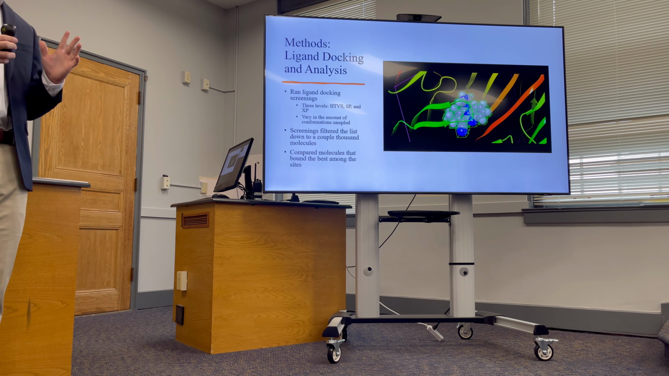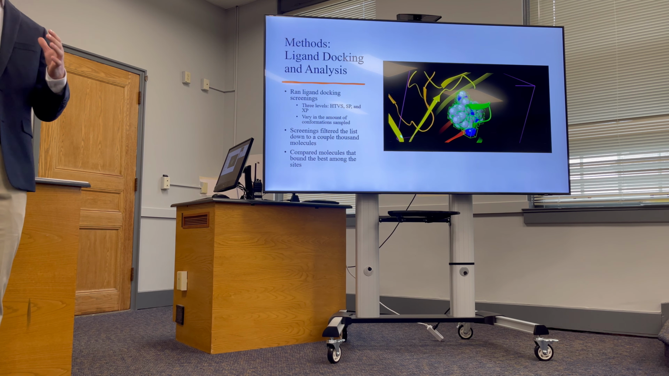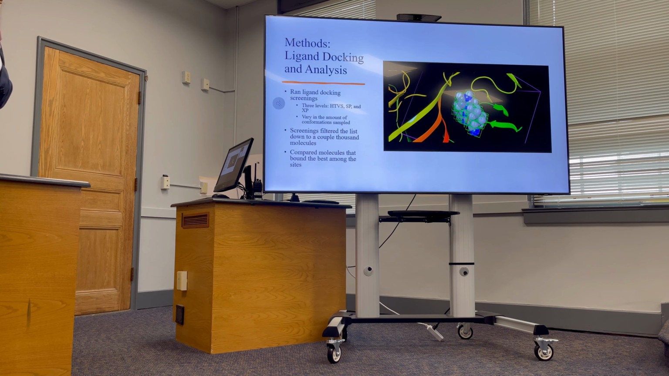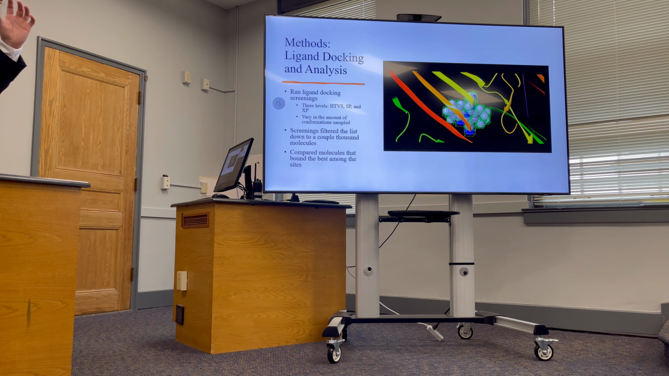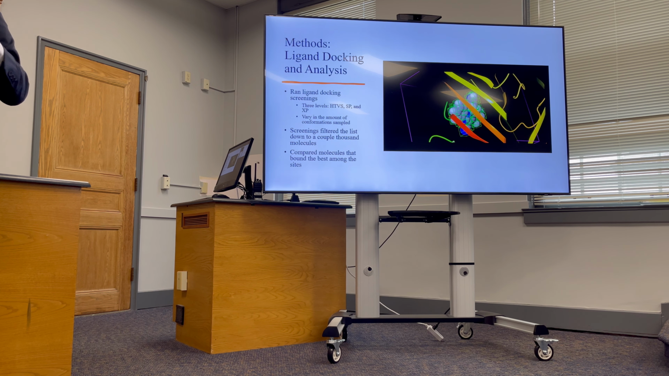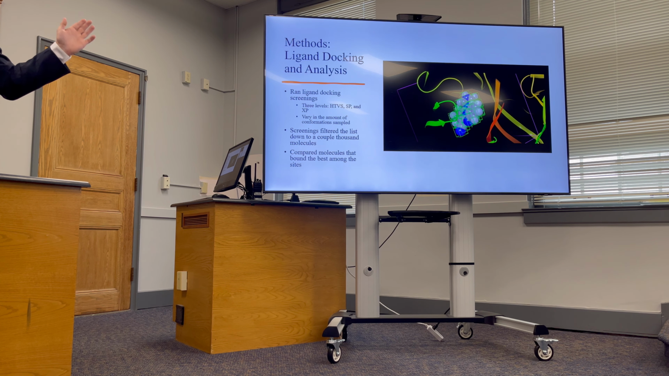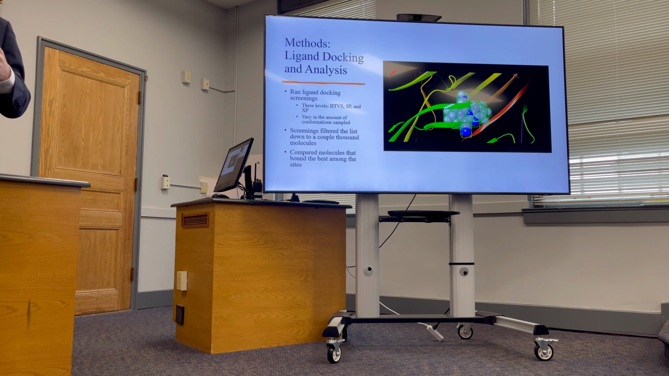These screenings, we had 3 different types: HTVS, SP, and XP. These varied in the actual rigidity of the structures that we were using. HTVS was the most rigid, so it wouldn't really act how a receptor would act in the body, because in the body, when a ligand attaches, that receptor will morph to it so that it has a better fit. As we moved up to SP and XP, they become more and more fluid, so they start acting more like how they would act in the body.